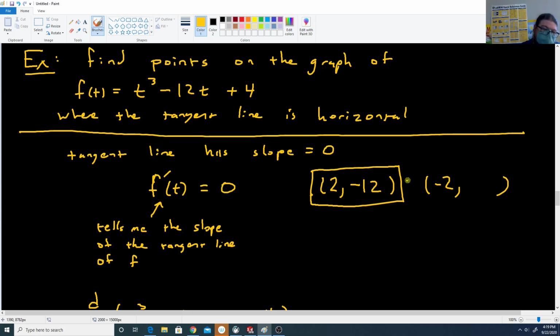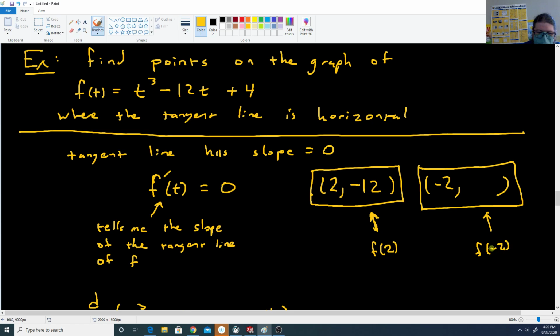So basically what I'm putting in there is the original function of 2. Not the derivative. We use the derivative to find this value here. Then to get the corresponding y value of the point, I plugged it back into the original function. So for this one, I want to figure out what's f of negative 2.